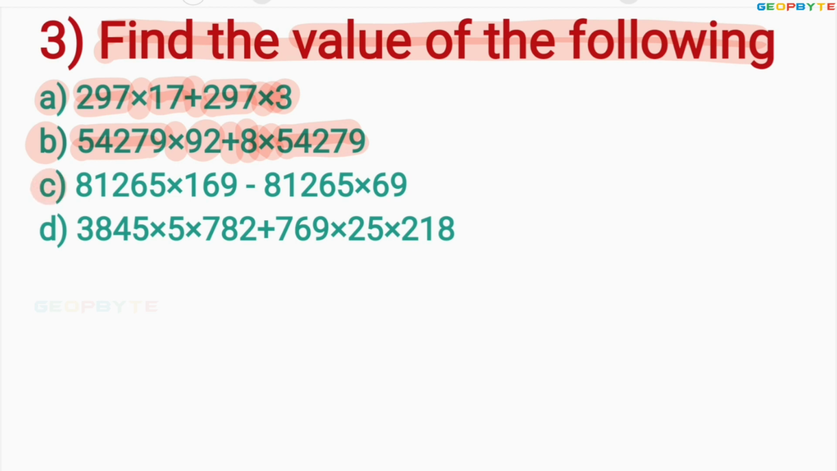Similarly, bit C is 81265 multiplied by 169 minus 81265 multiplied by 69. Bit D is a quite lengthy problem: 3845 multiplied by 5 multiplied by 782 plus 769 multiplied by 25 multiplied by 218. First, let us take the bit A.